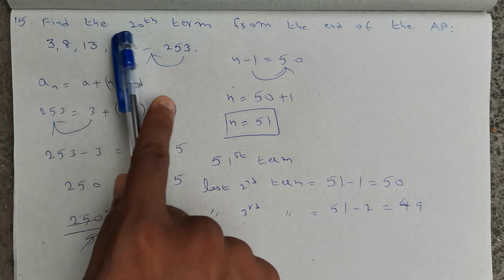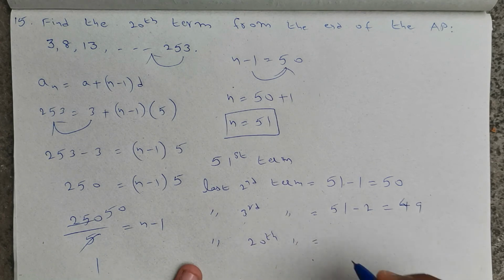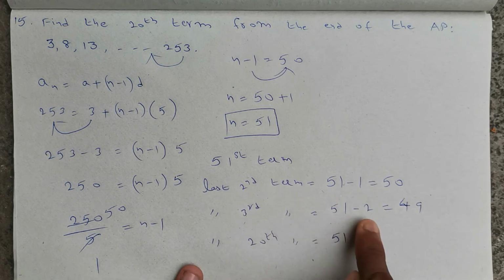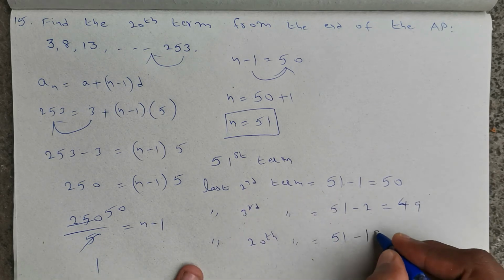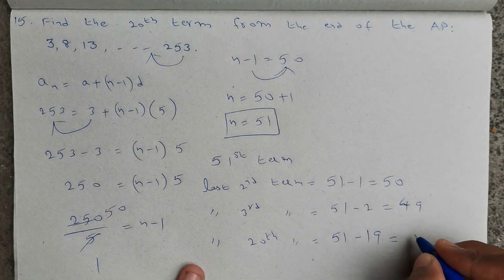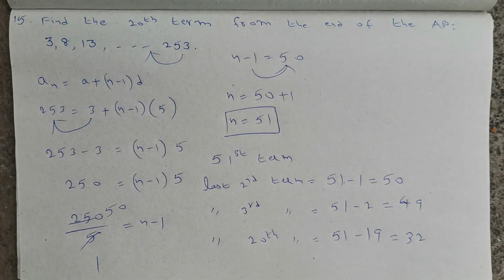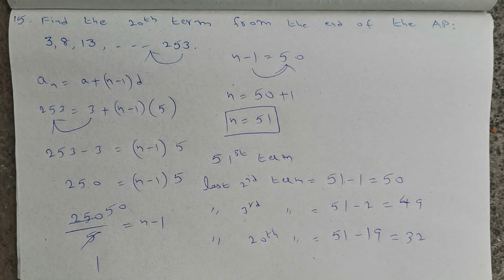Then he is asking the 20th term. So last 20th term is equal to 51 minus, here 2 is there means 1, here 3 is there means 2, here 20 is there means 19. So from 51 if we subtract 19 we will get 32. So it means we need to find the 32nd term from the beginning. This 32nd term from the beginning will become the 20th term from the ending. So let us find the 32nd term, a32.